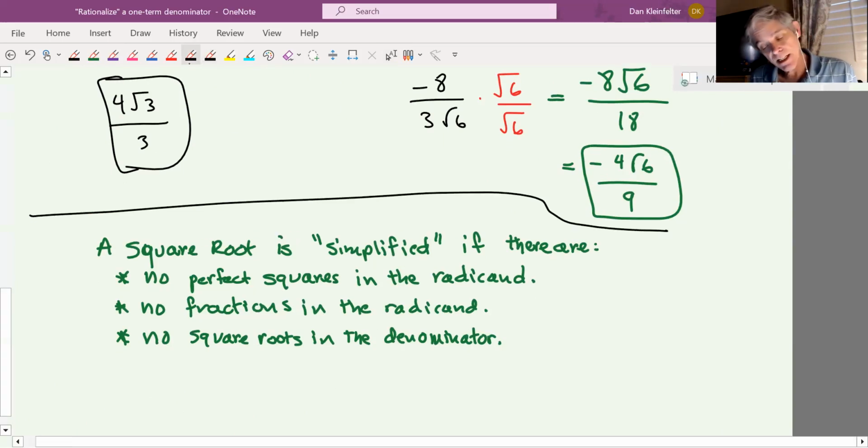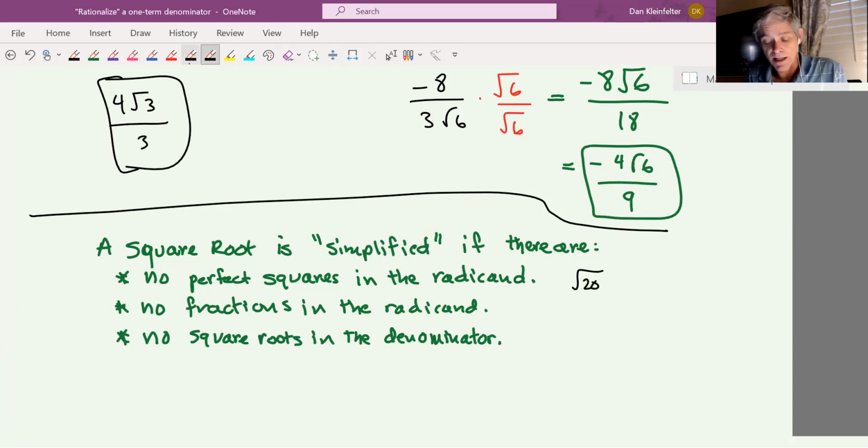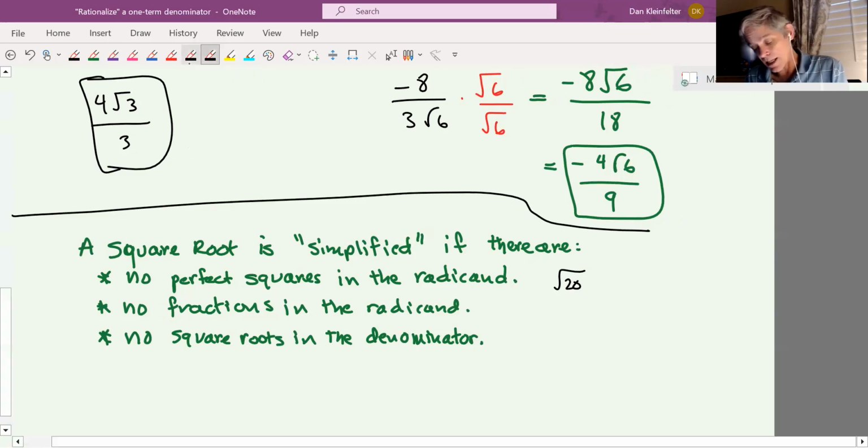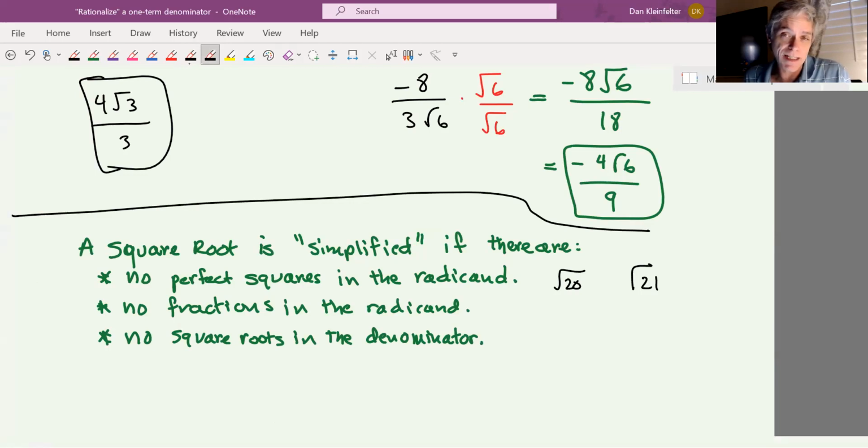A square root expression is considered simplified if there are no perfect squares in the radicand. So if you had something like the square root of 20, then that's not simplified because 4 is a perfect square. On the other hand, the square root of 21 is simplified because 21 doesn't have any perfect square factors. There are no fractions in the radicand, so you wouldn't want to see the square root of 3/4. On the other hand, if you had the square root of 3 over 2, then that is simplified.